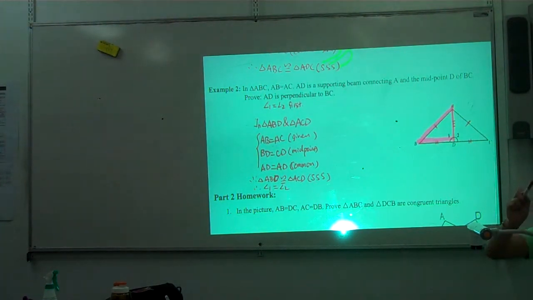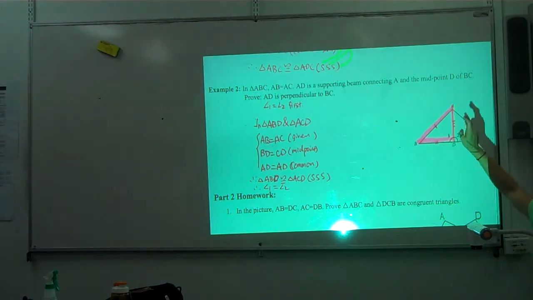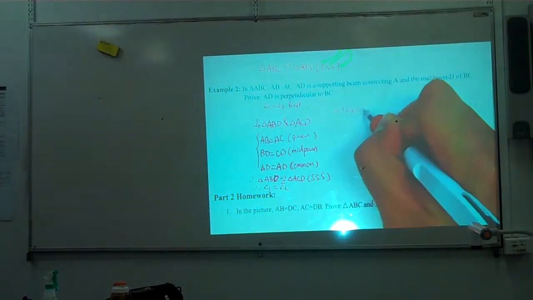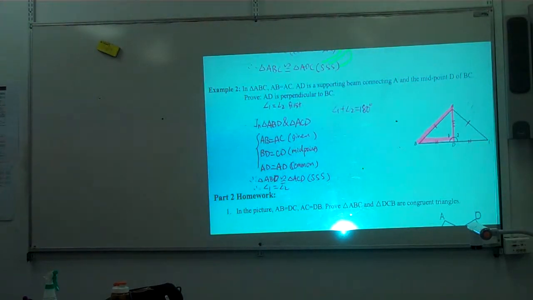The only correct degree is 90, because only 90 plus 90 is 180. So we can write angle 1 plus angle 2 equals 180. This is a straight angle. And then you prove angle 1 equals angle 2, so they are equal.